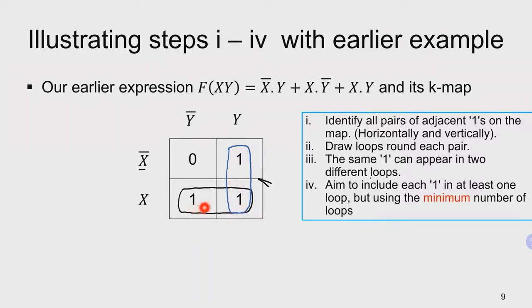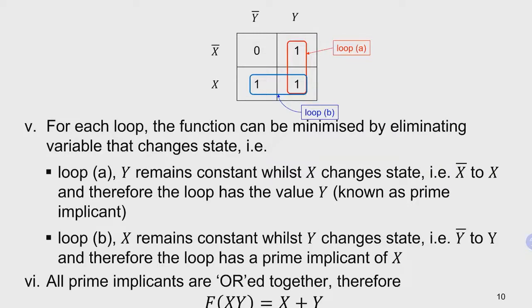And we want to draw the minimum number of loops. So in this case, 2 is the minimum. We cannot draw any smaller number of loops to include all the 1s in this case. So 2 loops. That's what we have drawn just now. Here I label the vertical loop as loop A, and the horizontal one I call loop B in this K-map.